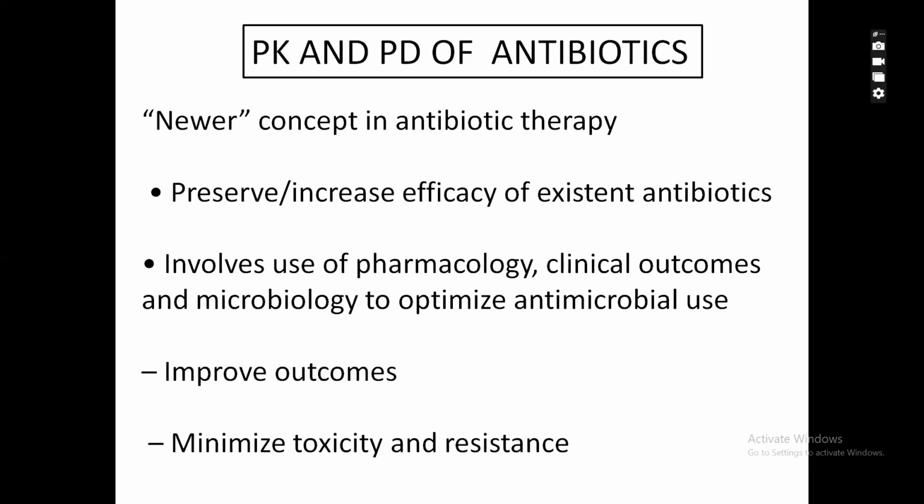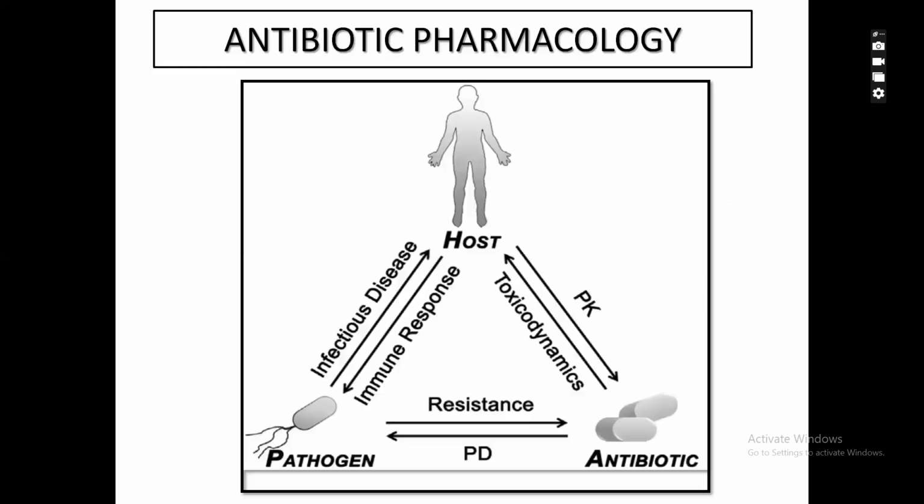So we need to know the PK/PD of the antibiotics before prescribing an antibiotic. So let's start the pharmacokinetics and pharmacodynamics of the antibiotic. Coming to our old pharmacology, what do you mean by pharmacokinetics and what do you mean by pharmacodynamics? D for drug. Pharmacodynamics means what the drug does to the pathogen, not to the body, sometimes to the body, but mainly to the pathogen. So D is for drug: pharmacodynamics is what the drug does to the pathogen.